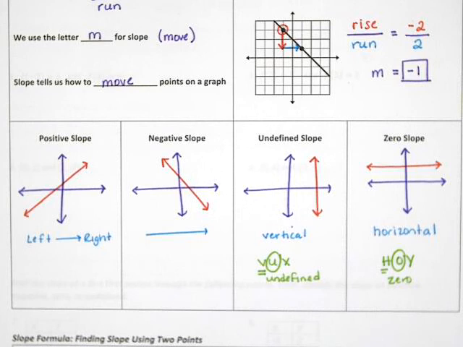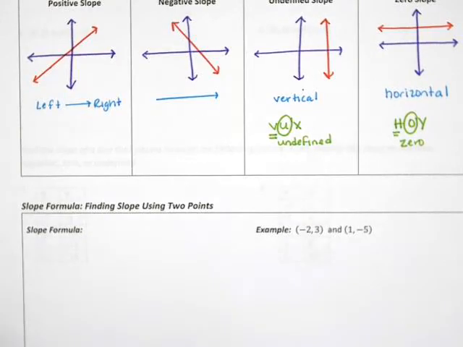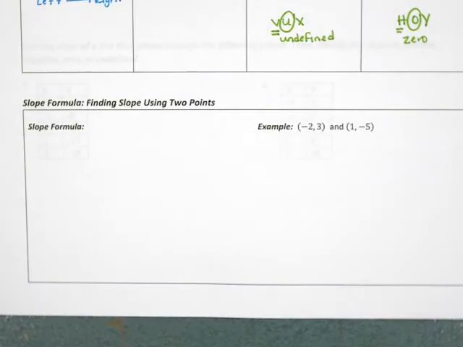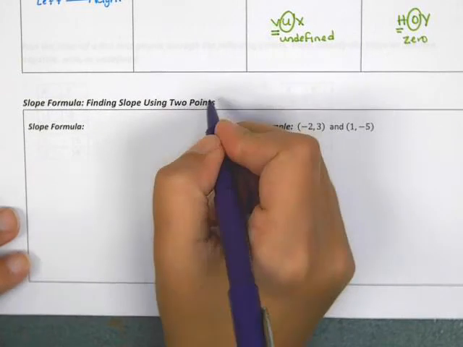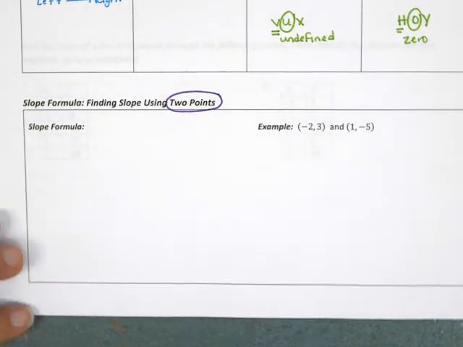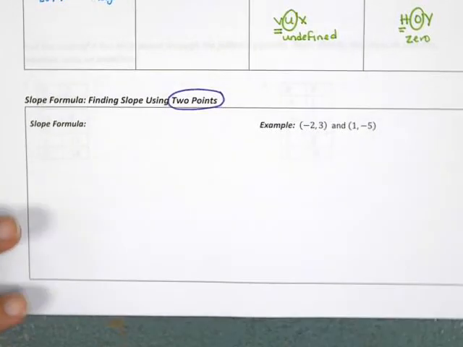Now this works out great when you have a graph, but in this chapter we're going to be starting with a graph and we're going to be trying to write the equation of a line. Or we're going to be starting with ordered pairs and we're going to be trying to write the equation of a line. So the next thing we need to learn, and this is the new thing we're going to learn about slope, is how do you find the slope of a line when you have 2 points? So 2 different ordered pairs without having a graph in front of you. And we have a formula to help us do this.